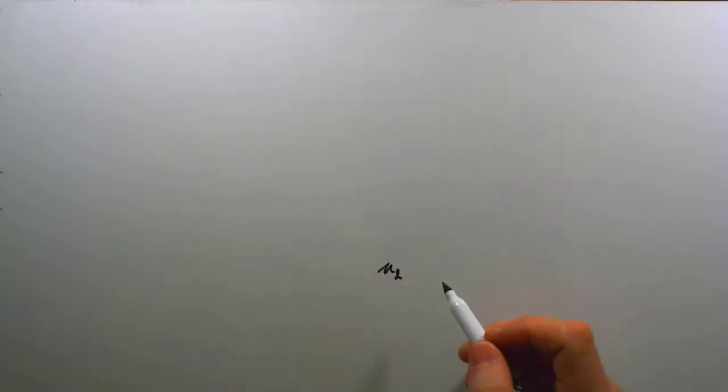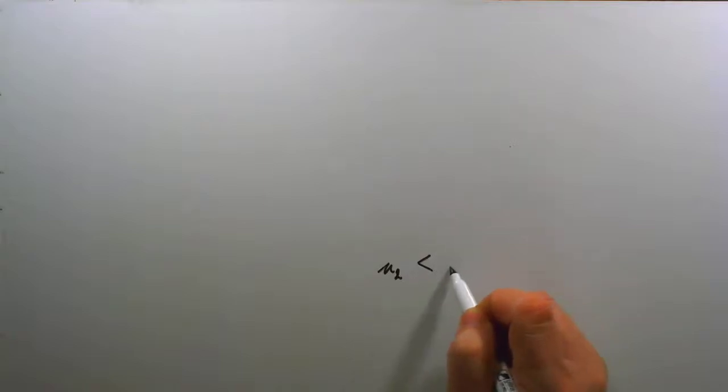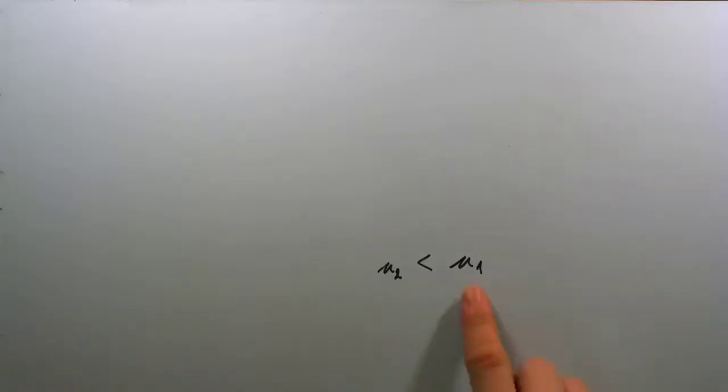And so now we want to show that generally mu 2 is less than mu 1, because that's what it said in the statements here. The mean engineering exam score of Gauss University is generally less than that of Newton University. That of Newton University means mu 1.